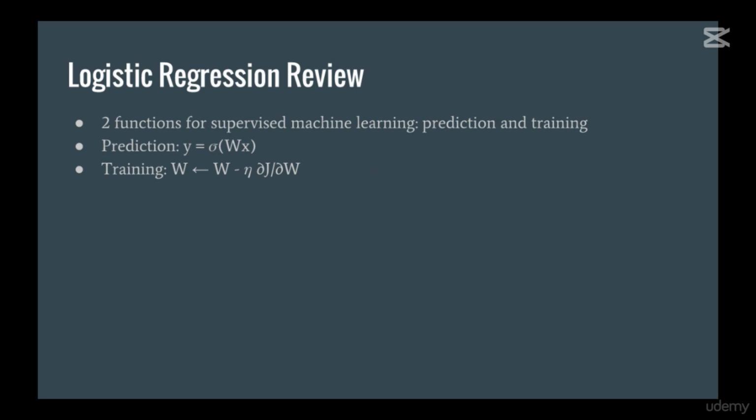First, let's go all the way back to logistic regression. Remember that there are two functions for these supervised types of machine learning problems: prediction and training. For logistic regression, the output is y equals a nonlinearity of w times x. So that's how you do prediction. For training, you take the derivative of J, the cost function, with respect to w, and move w in that direction. So w gets updated as eta times the gradient of J. Notice that J is the same for all these problems. It's the cross entropy function for classification, and it's the squared error for regression.